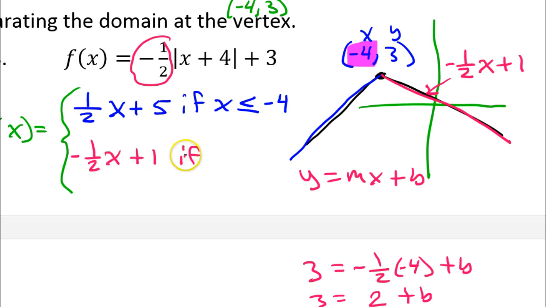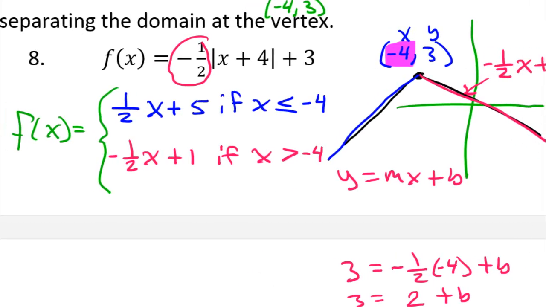And I'll just say if x is greater than negative 4. This is the right-hand side, to the right of negative 4, so greater than negative 4. It didn't matter which one of these you pick to be the equal to. Just pick one and make it or equal to. But that's how you can write the piecewise function without actually having graph paper if you use your y equals mx plus b.